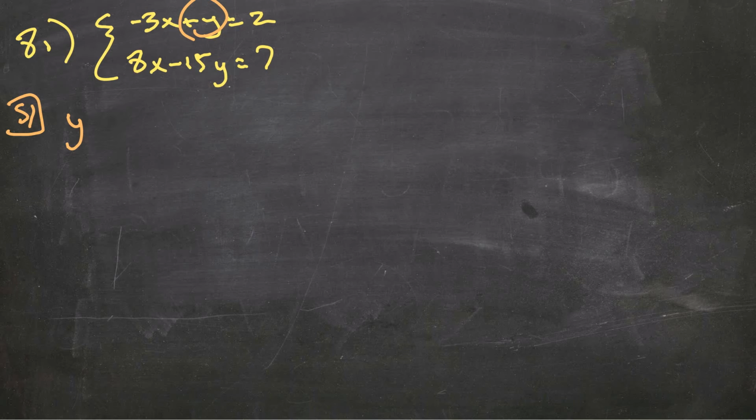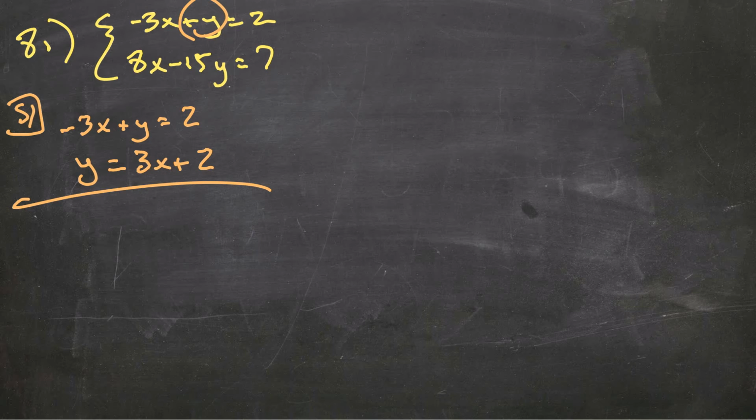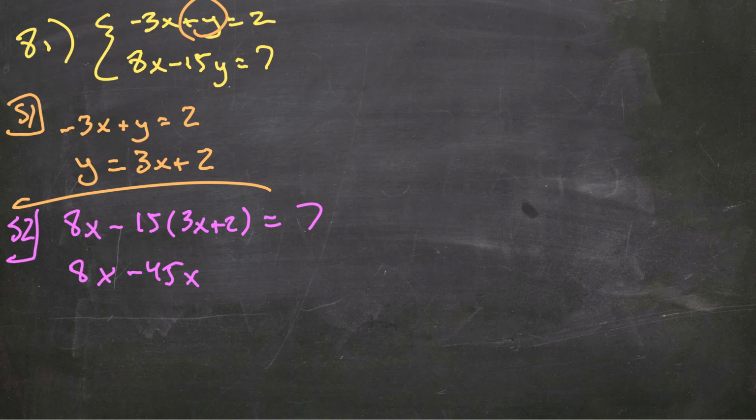I have minus 3x plus y equals 2. I add 3x to both sides. I get y equals 3x plus 2. Step 2, so I use the bottom equation in step 2. I say 8x minus 15 times 3x plus 2, because remember I just substituted out y. I distribute, I get 8x minus 45x minus 60 equals 7.